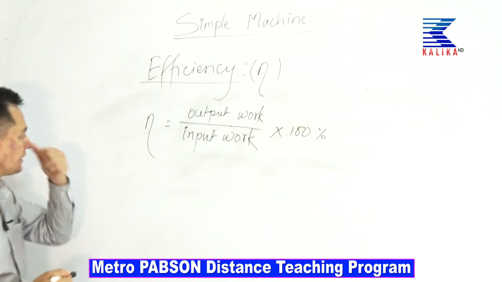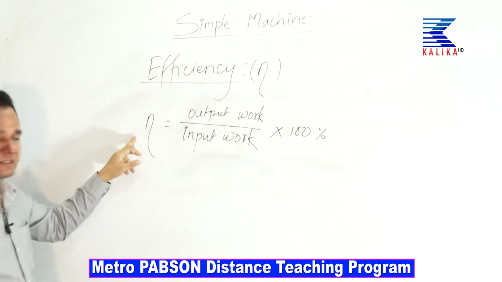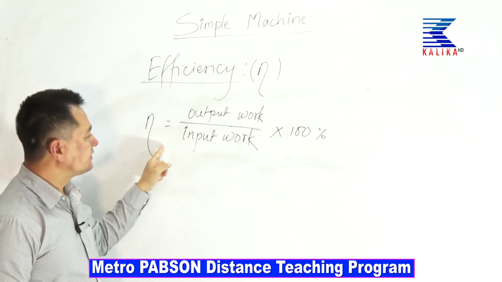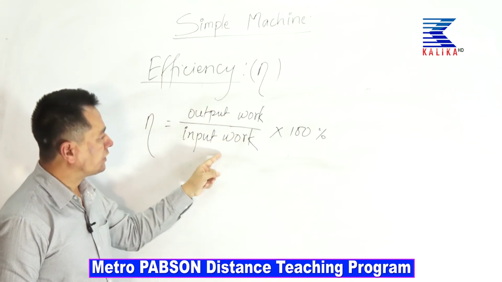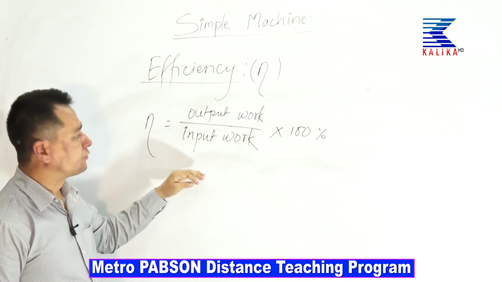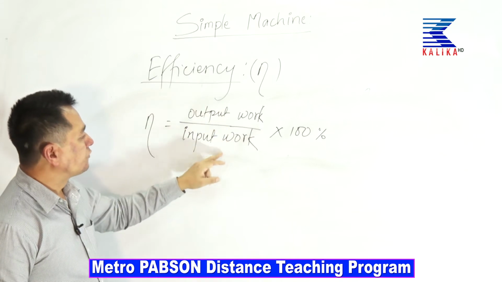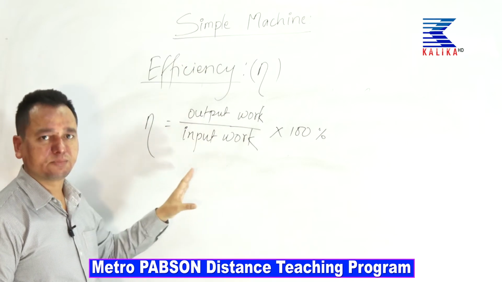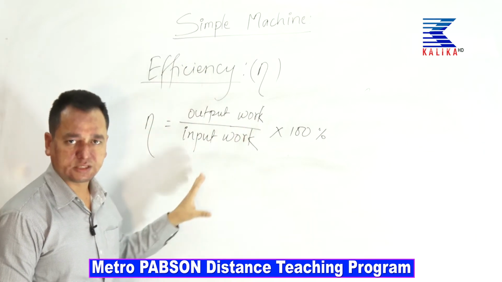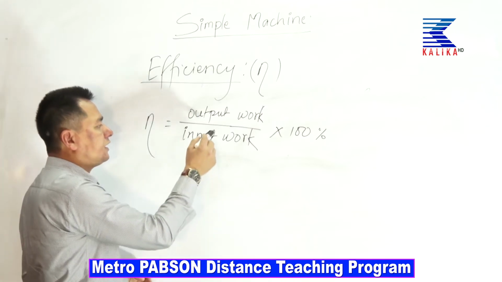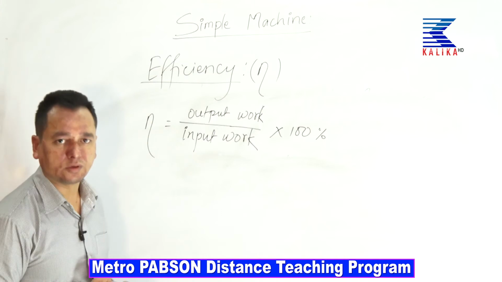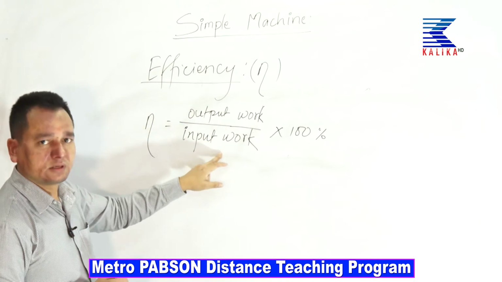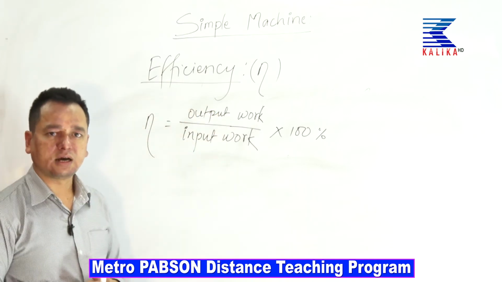So, mathematically, the efficiency of a machine is the ratio of output work to input work, and mathematically we obtain this in percentage. So, output work to input work times 100%. So, this is the efficiency of a machine. Here we are dealing with simple machines, so let's say this is the efficiency of a simple machine. And in no machine are output work and input work equal.